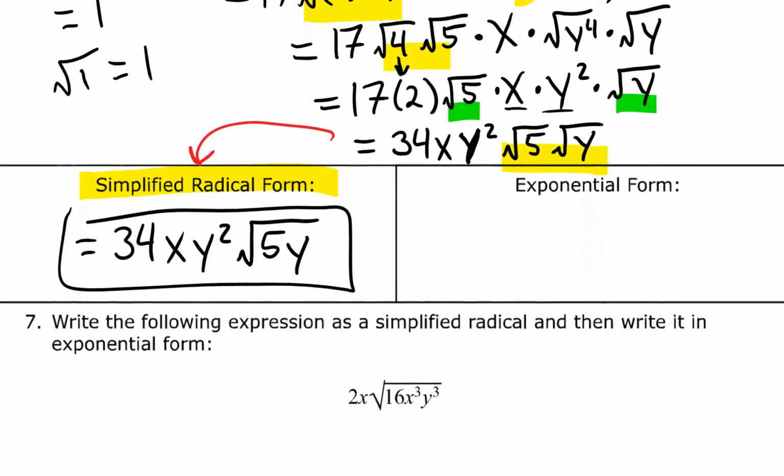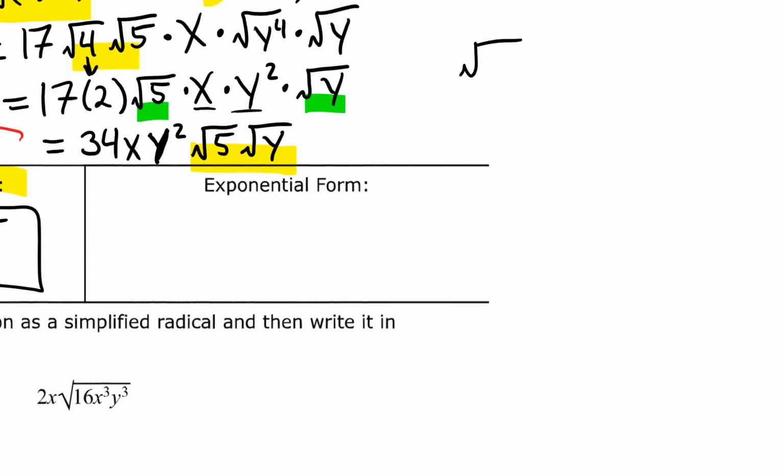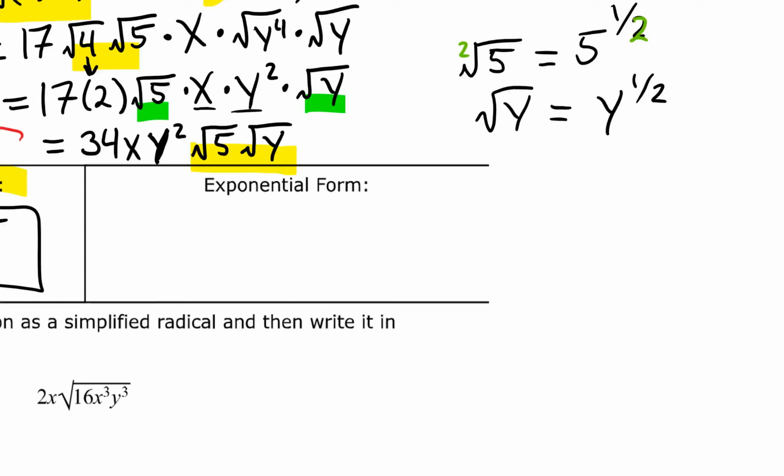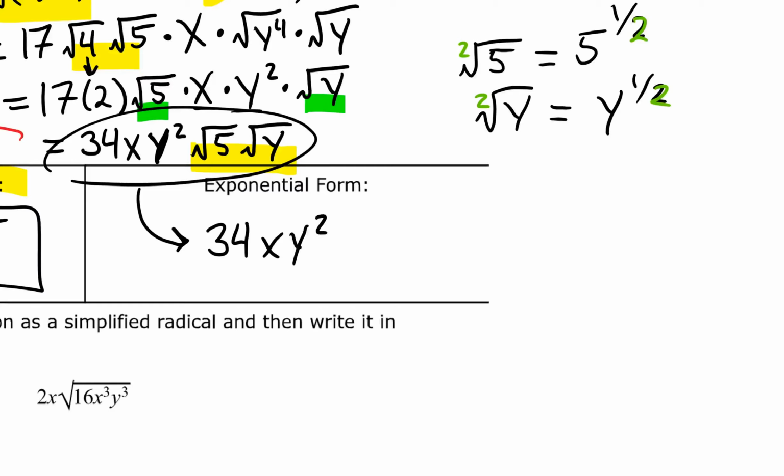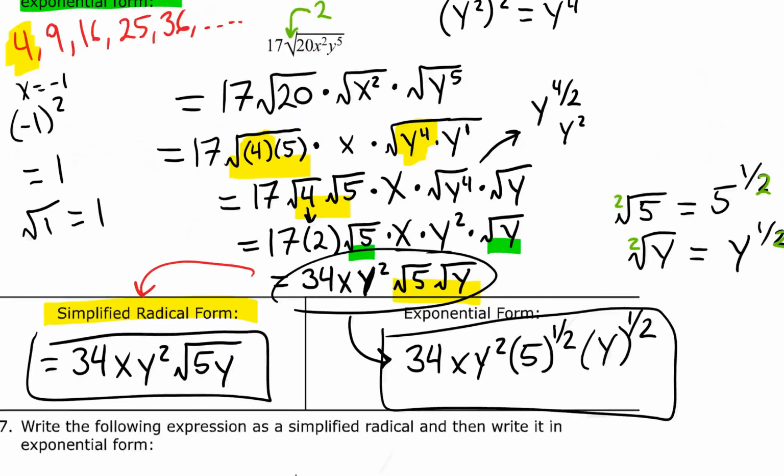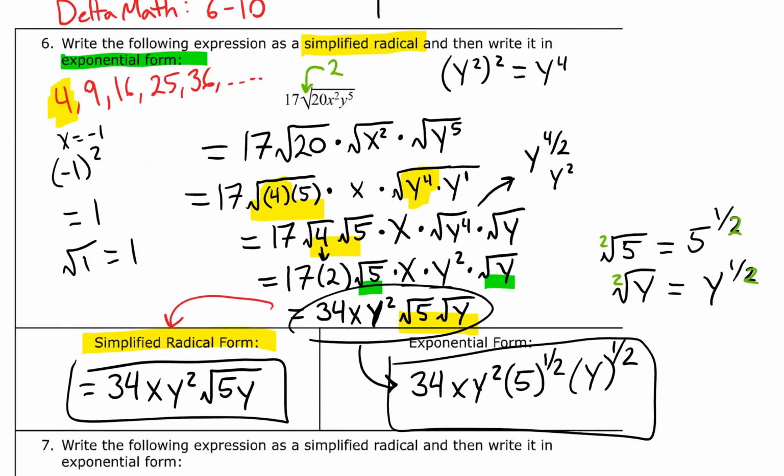To write it in exponential form, what we have to do is realize that the square root of 5 is just 5 to the power of 1/2, since my index is 2, and that the square root of y is just y to the power of 1/2 in the exact same way, because my index is also 2. And since exponential form is just the same thing, but with powers instead of radicals, we can just rewrite this statement as 34 xy squared times 5 to the power of 1/2 times y to the power of 1/2. And that would be exponential form for this. And as you can see, the difference between the two forms is that there are no radicals underneath exponential form, which was our goal. Okay, let's do a few more of these.